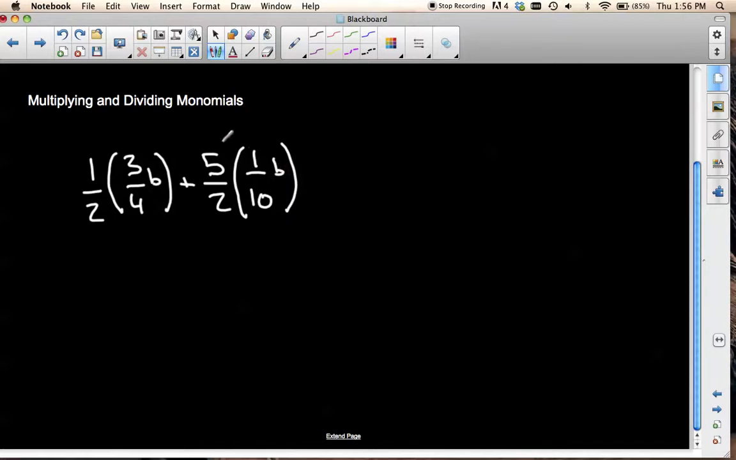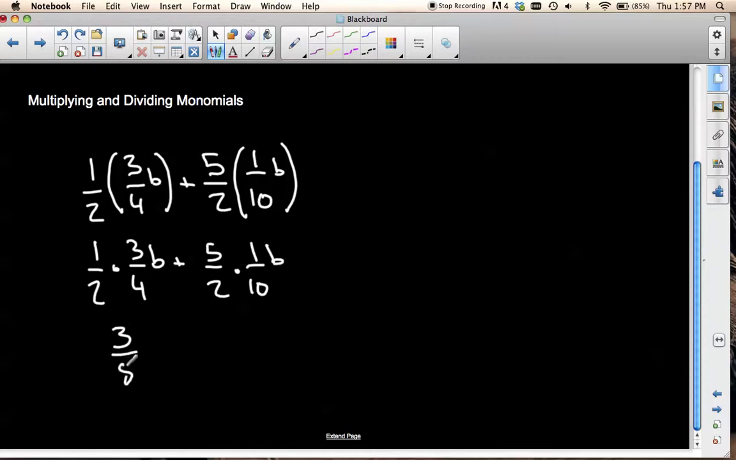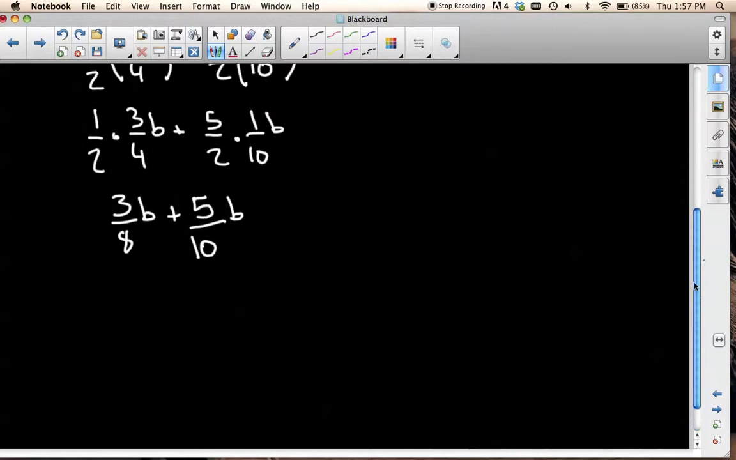So if I were to go and multiply 1 times 3, we remove the brackets, so we have 1 over 2 times 3 over 4b plus 5 over 2 times 1 over 10b. I end up with 3 over 8b. 1 times 3 is 3, 2 times 4 is 8. And for the second part of the equation, if I go 5 times 1, I end up with 5. 2 times 10 gives me 10, and I still have my b. Now the thing is, I'm not quite done yet, because I still need to add them together.